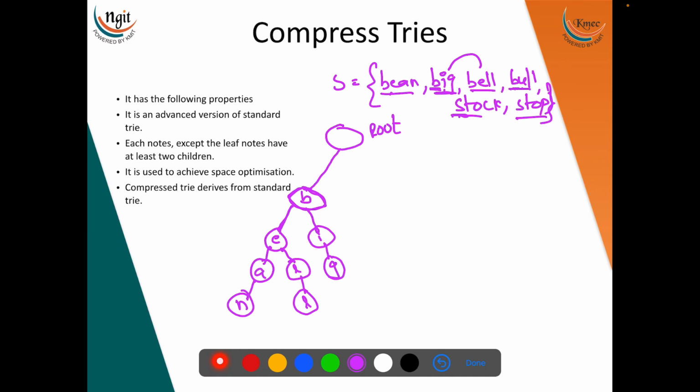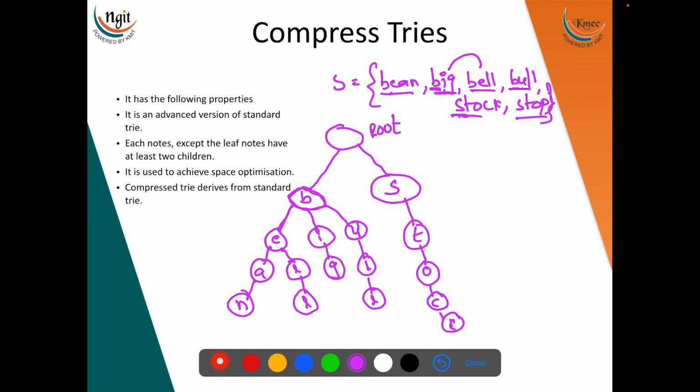Now the next is what? Bull. So B is the only common alphabet, so let it be the B, and here it is B, U, L and L. Fine. Now the other one is what? Stock. Stock starts with the other alphabet, so I have to take S here and T here, O here, C and K. In stop, STO is already there. Now let's construct the P under here O. So this is the way we construct the standard trie.